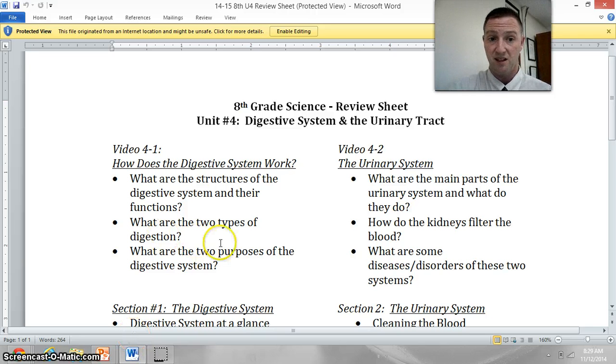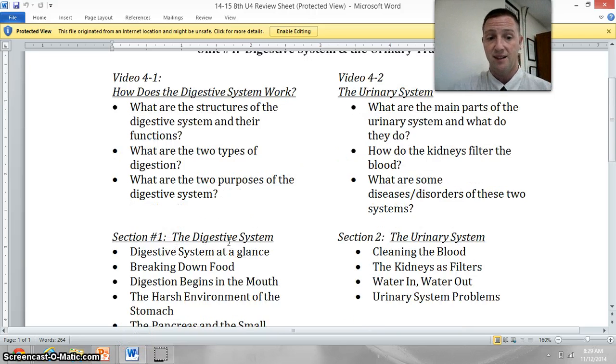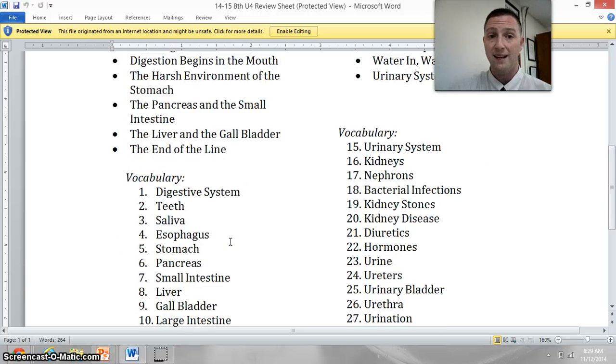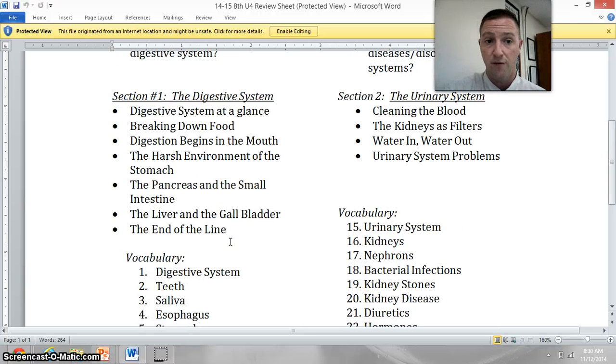We've got these big questions here. This tells you the main ideas for the test. You did some reading on this. I'm not going to go through the book and read for you, but you need to know the overall process for digestion. You know how we break down food, mechanical and chemical digestion.